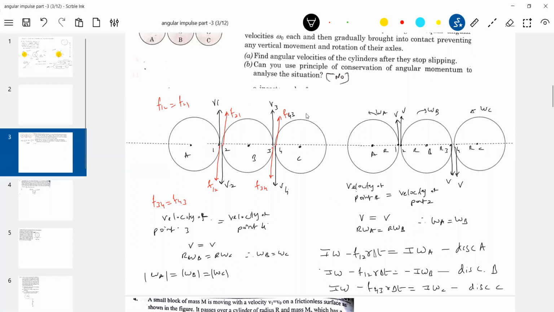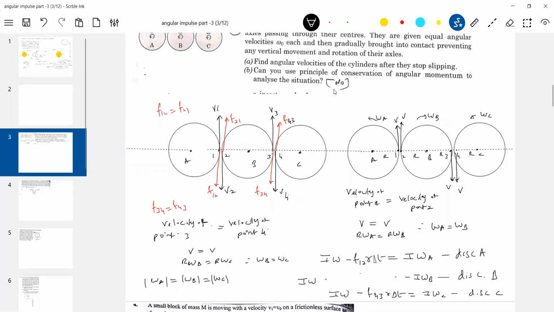And F12 is equal to... okay, no, I'll take care of that one. Huh? I didn't see that. For this B, let me do a correction. So initial I omega minus F12 R delta T minus F34 R delta T. Try to see once.